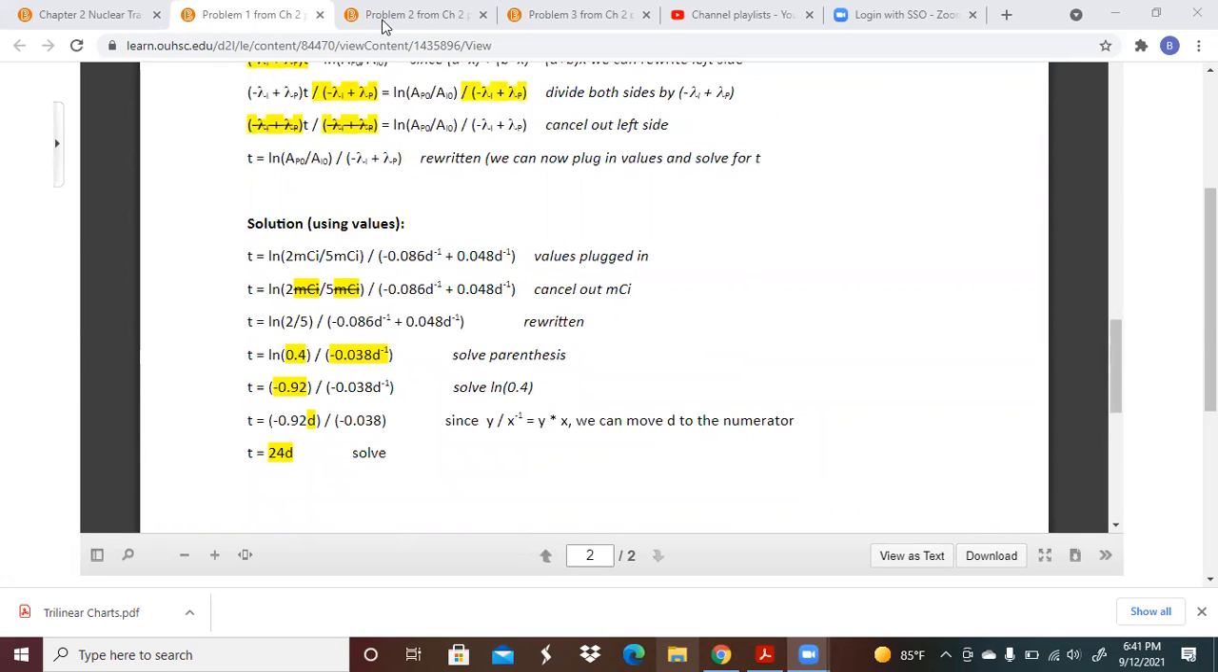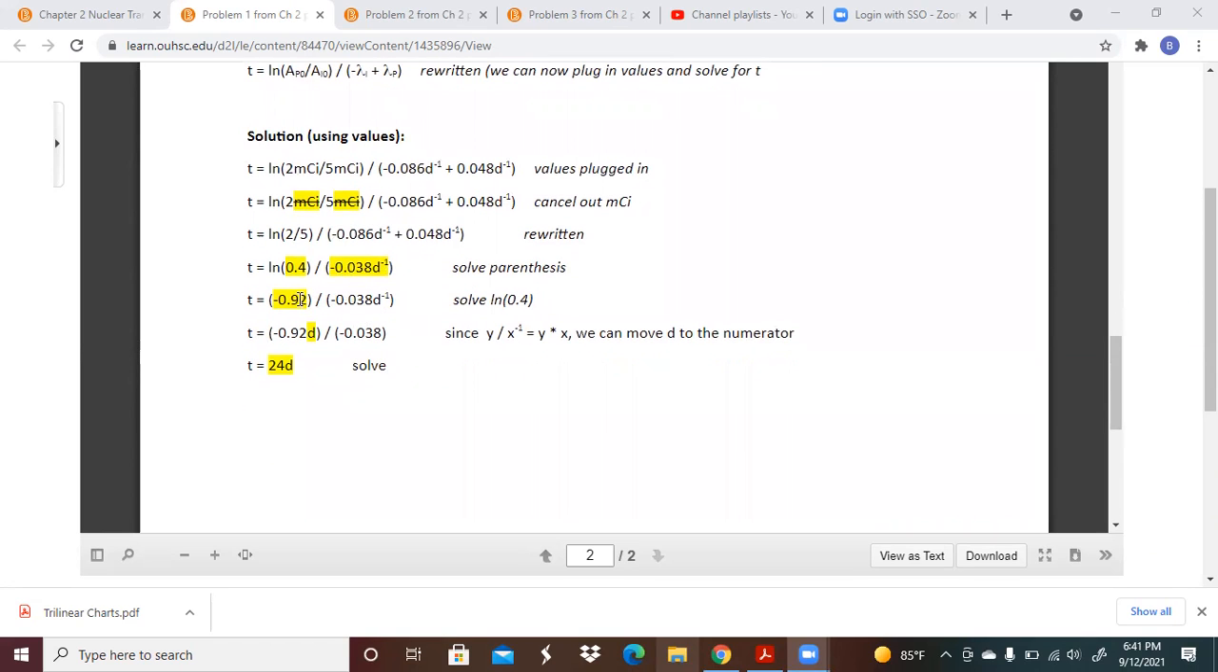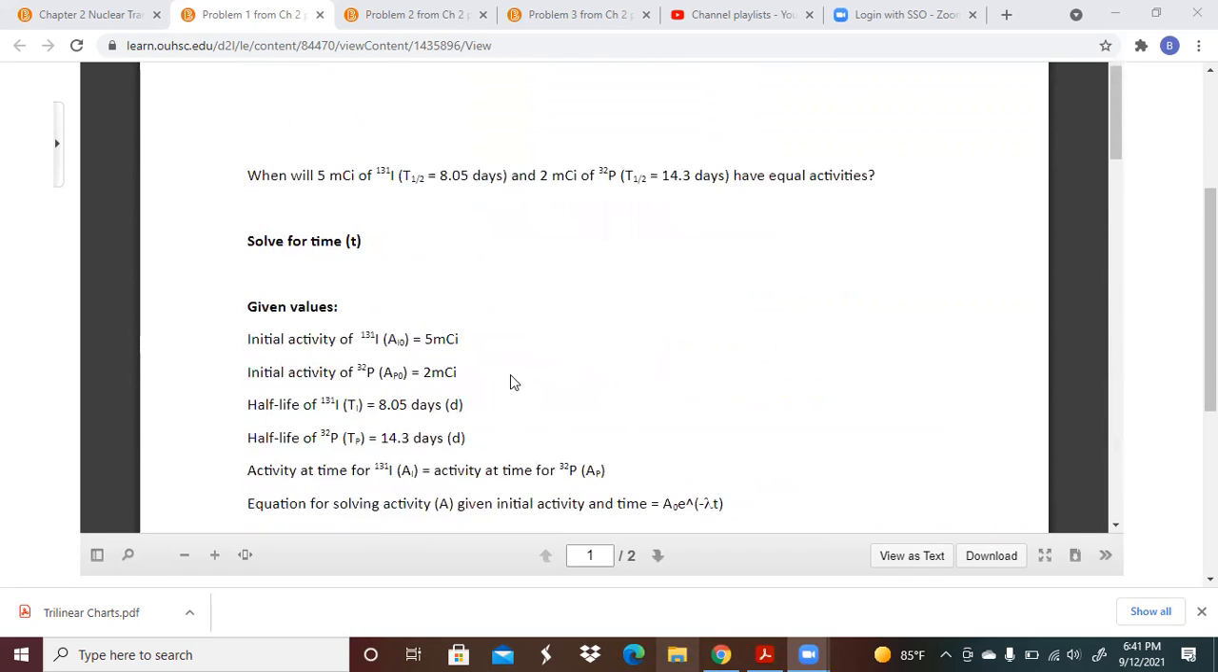We know these two values. We had them up at the top. This one was 2 millicuries. This one was 5. We know what the decay constants are for each one of these. And then we crank through the mathematics here, basically the natural log of 2/5, which is this. Adding these two together, we come up with minus 0.038 days to the -1. When we do the math here, we end up with 24 days. So in 24 days, this amount of iodine-131 and this amount of phosphorus-32 are going to have equal activities. So that's where that one comes from.